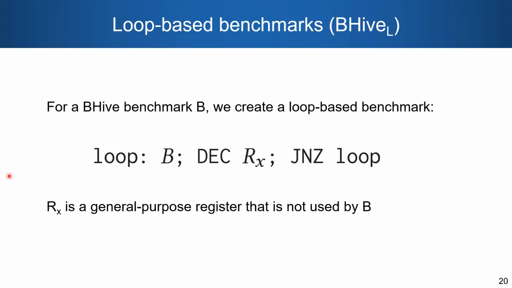Our simulator actually supports both definitions of throughput. For basic blocks that end with the branch instruction, so the basic blocks in BHive L, it predicts the throughput according to the second definition, and for other basic blocks it uses the first definition.